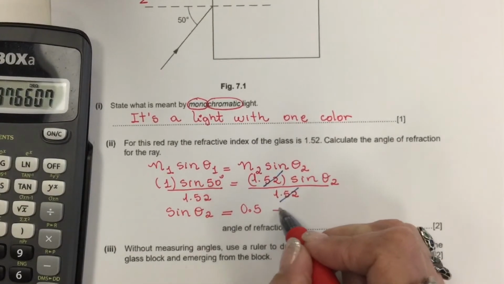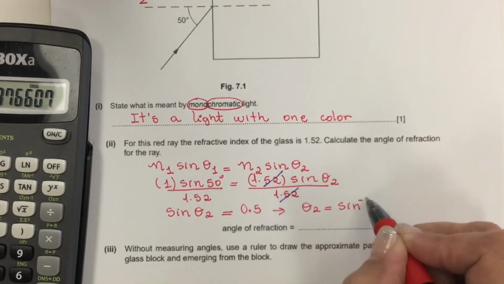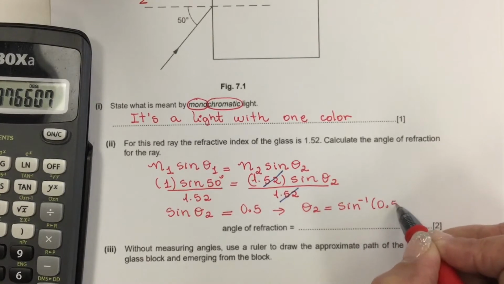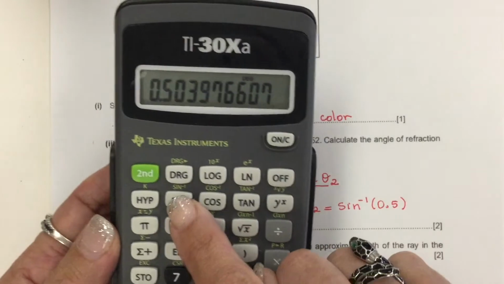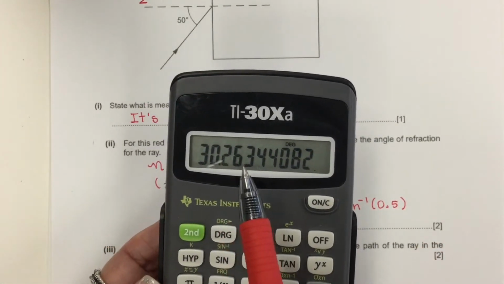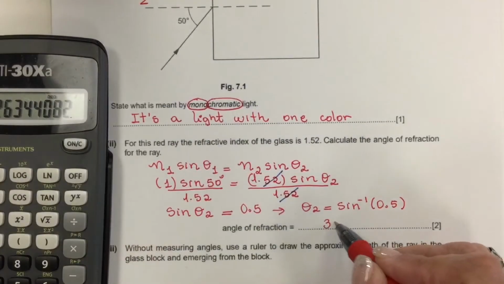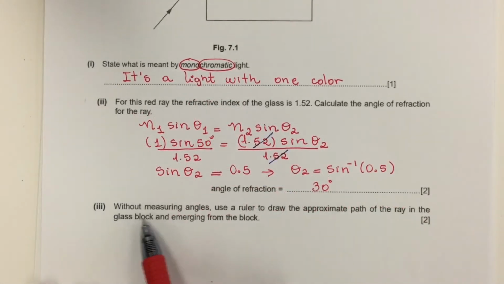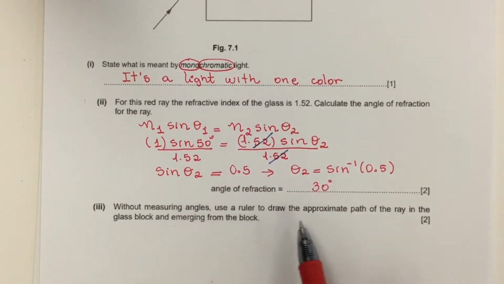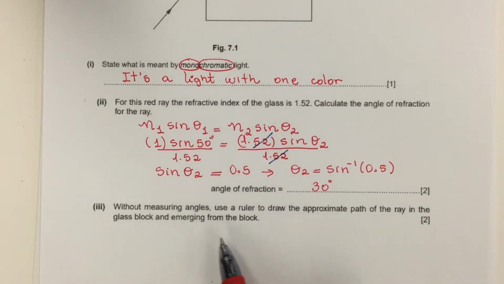So we can now use this to calculate the angle of refraction with the inverse of sine of this long decimal number. So inverse of sine: 30.26. I can round to 30 degrees. The next question: without measuring angles, use a ruler to draw the approximate path of the ray in the glass block and emerging from the block.